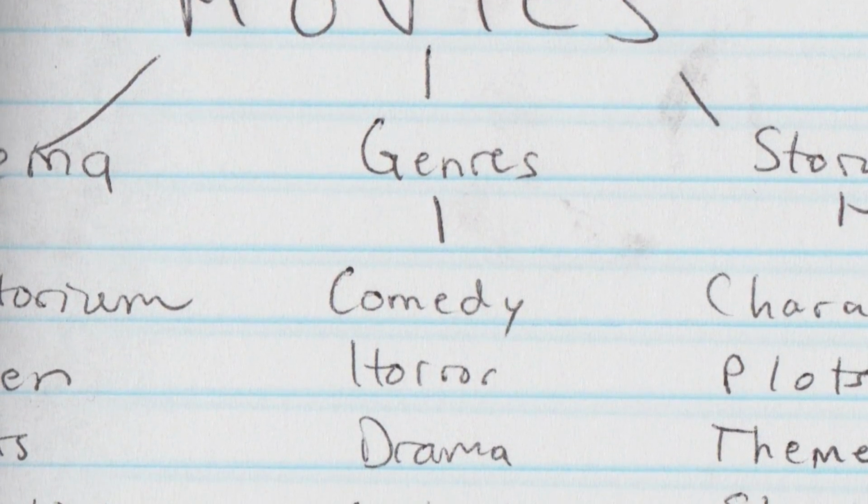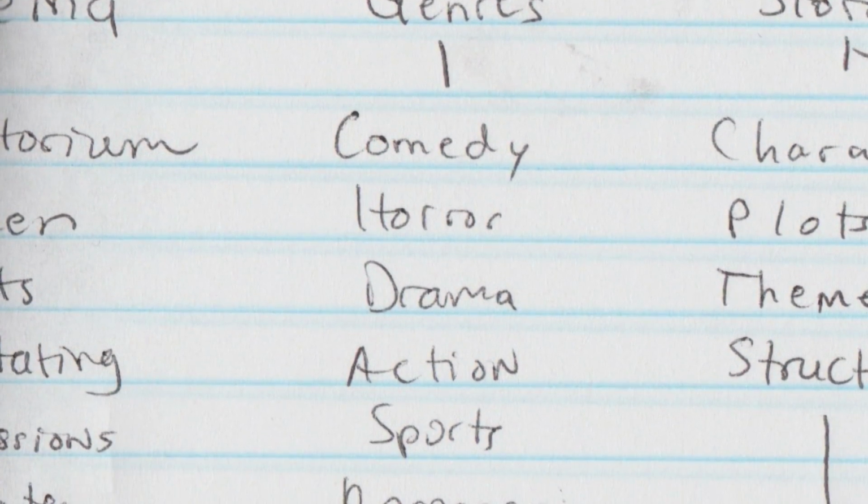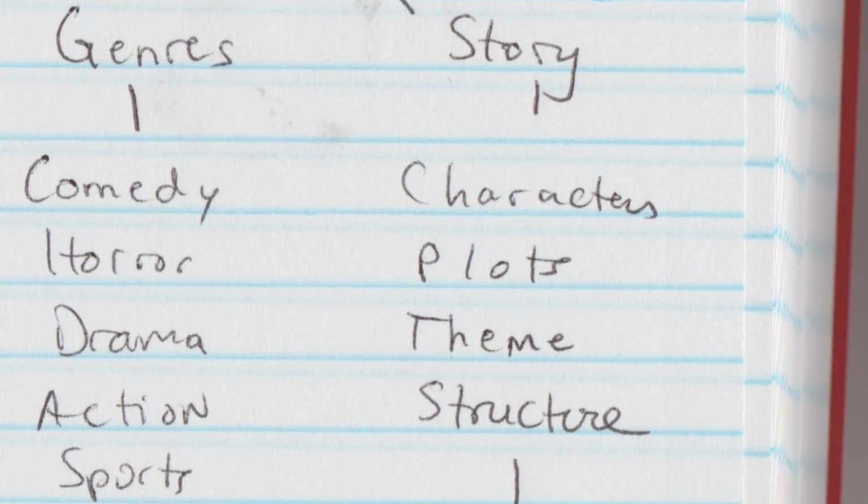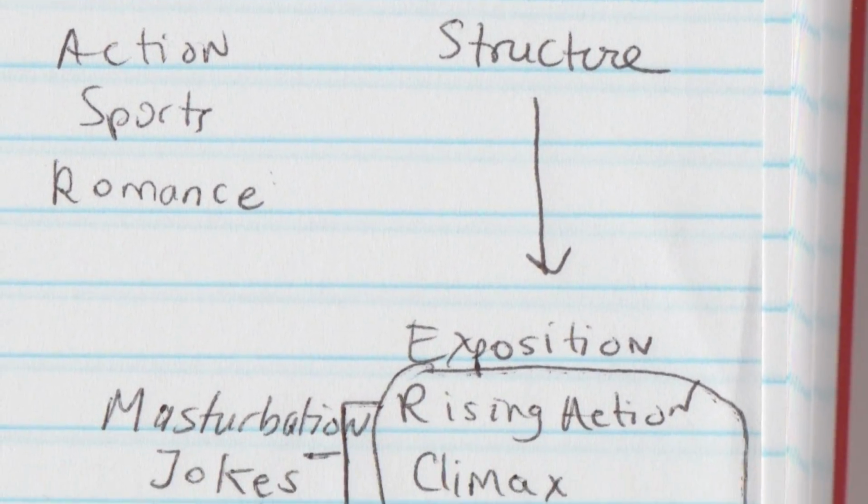What's another one? Genres. There's tons of genres of movies. You have comedy, horror, drama, action, sports, romance. I don't think we're getting anywhere with that one, but we'll leave it there. And the third branch that we're gonna make for now is story. And in a story of a movie, you have characters, plots, themes, structure of a movie.